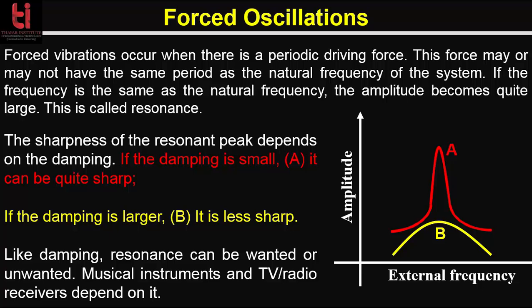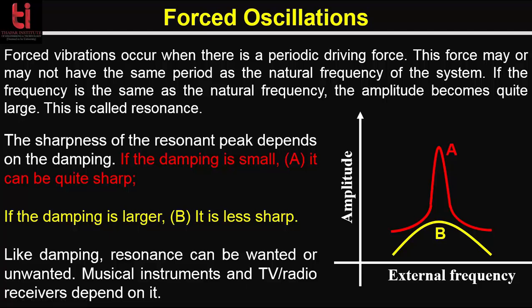So what you see here is that forced vibration occurs when there is a periodic driving force. This force may or may not have the same period as the natural frequency of the system. If the frequency is the same as the natural frequency, the amplitude becomes quite large, and this is called resonance. The sharpness of the resonant peak depends on the damping. If the damping is small, it can be quite sharp. If the damping is large, then it is less sharp.